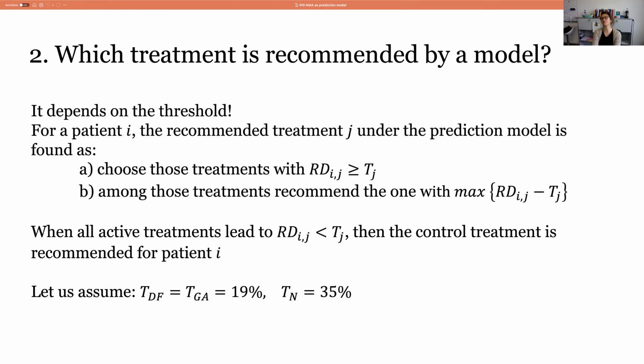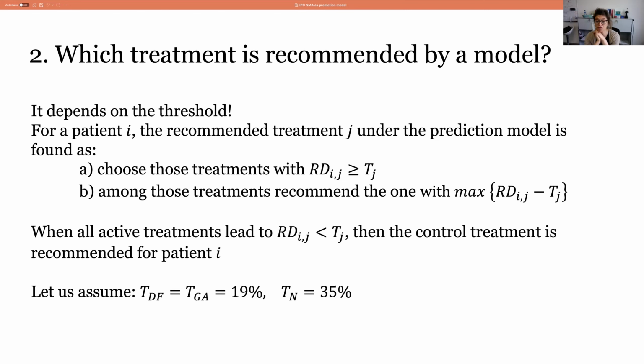So which treatment does our model recommend for each patient? It depends on the threshold that we place on each treatment. For a patient I, the recommended treatment J under the prediction model is found as follows. First, we choose all those treatments that provide a risk difference, a drop in relapse, that is at least as big as the threshold. And then among those treatments, we choose the one that has the maximum difference between the threshold and the risk difference, the effect size.